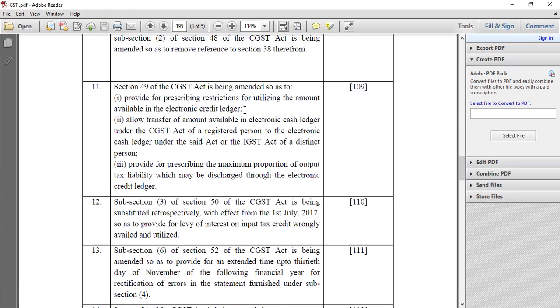So that means the taxpayer has to pay 1% of the total output tax liability in cash.